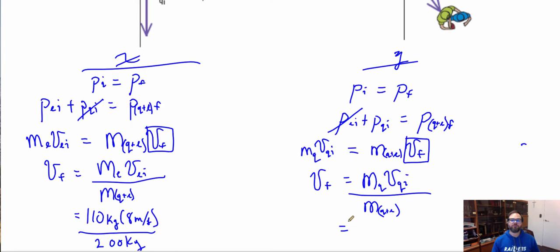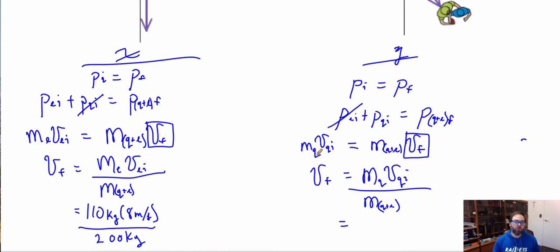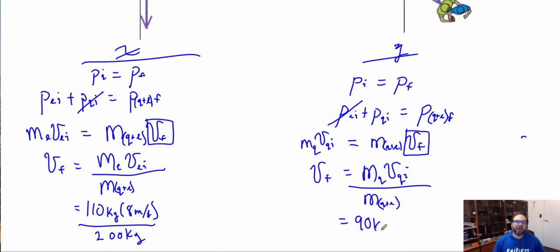And now I'm just going to substitute in everything I know, my variables. The quarterback is 90 kilograms and he's moving at negative 7 meters per second, because remember, he's going south.